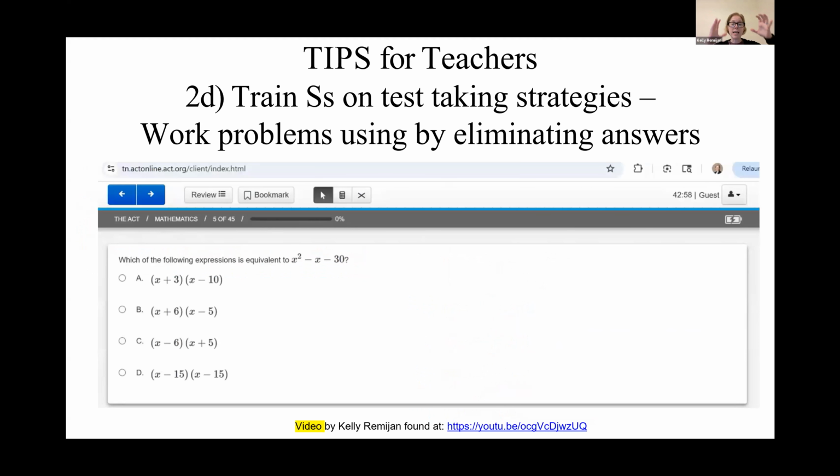On the online ACT test, there is an elimination tool. So let me show you how that works here. So with the ACT Online, there is an eliminate answer button. And so we know that the product should be negative 30. This doesn't give us a product of negative 30. So I can just click it. All of these give us this negative 30, but we want a sum that's negative 1. That will be a positive 1. So these will cancel, leaving us with choice C.